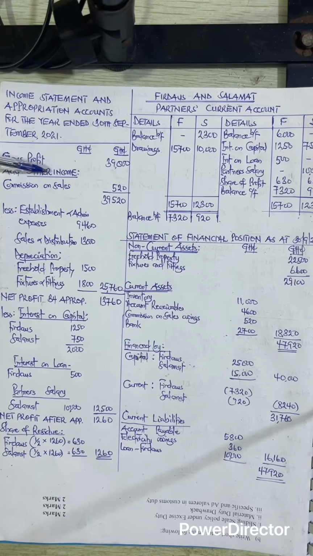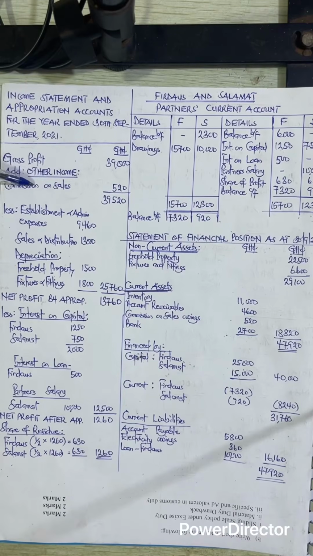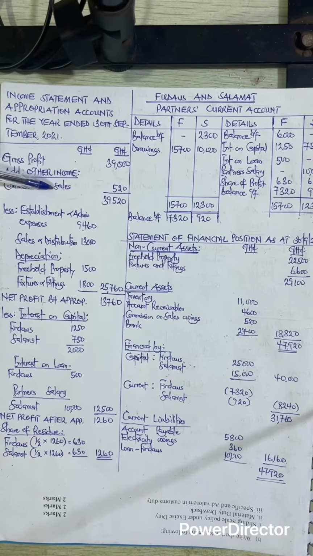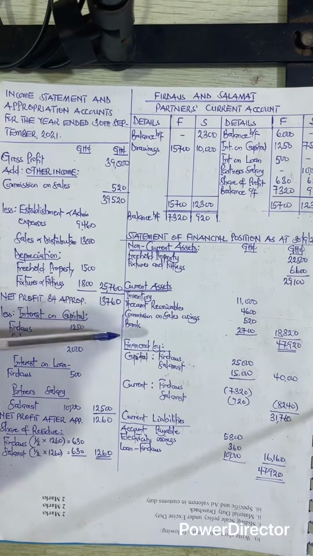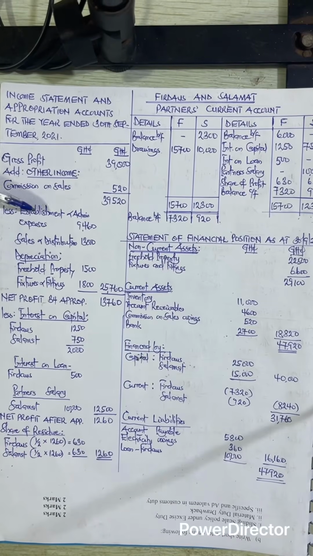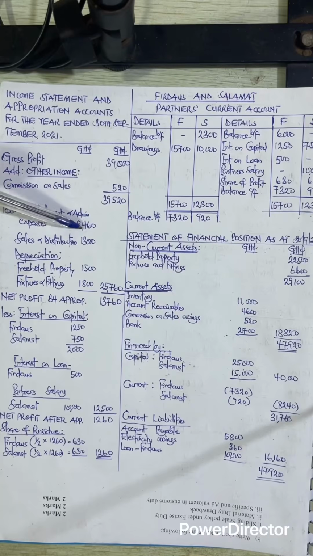We add other income. That is a commission on the sales, 520. Commission on sales that we were owing, 520. This commission on sales is an income. Income owings becomes our current asset. Therefore, when you go to the statement of financial position, you can see that it's there, commission on sales owings, 520. Then we less the establishment and administration expenses, 9,460.